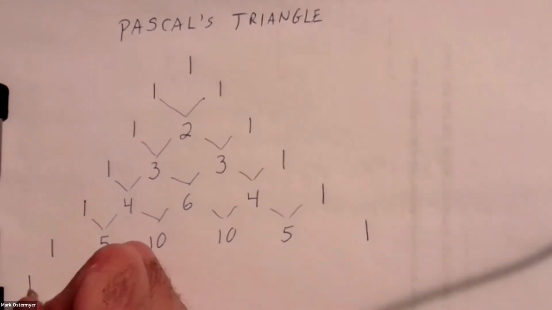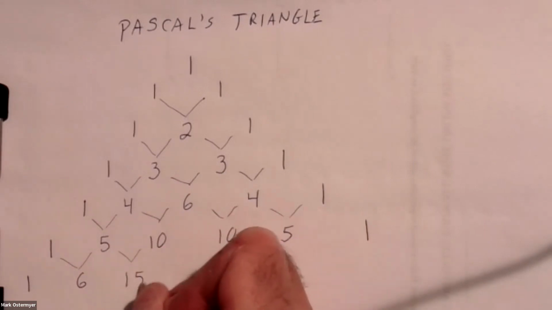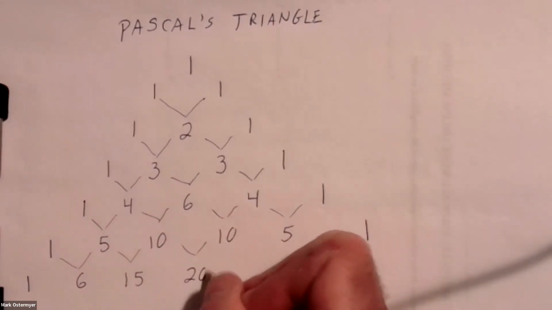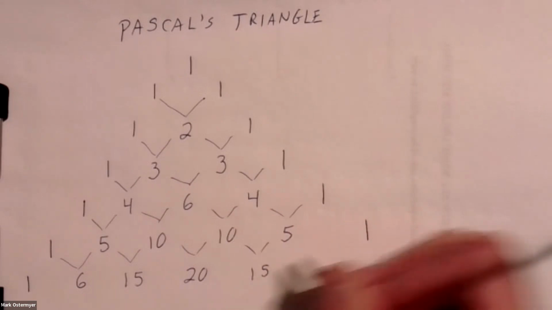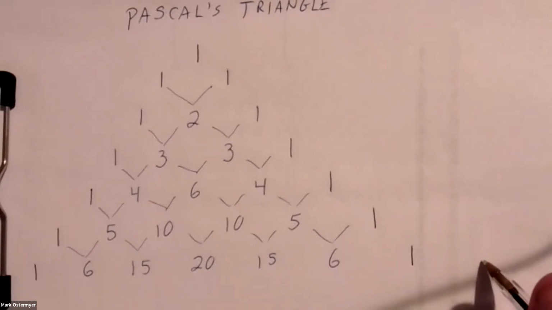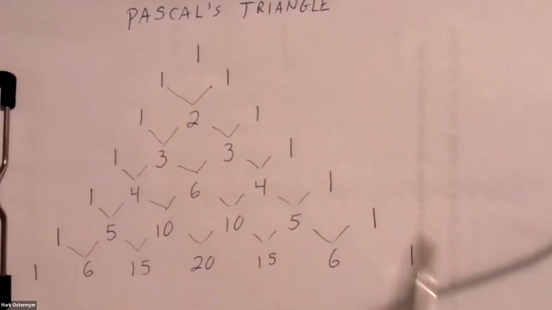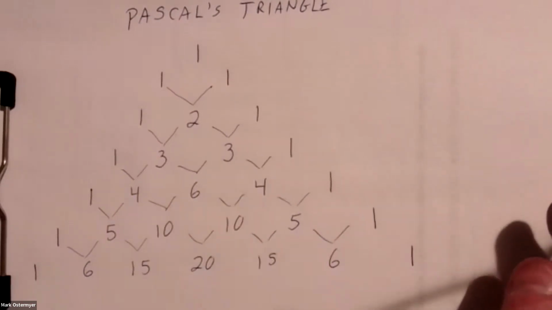Do this another row here. 1 plus 5 is 6, 5 plus 10 is 15, 10 plus 10 is 20, 10 plus 5 is 15, 5 plus 1 is 6, and then 1. Notice that the first entry in any row of Pascal's triangle always starts with a 1 and always ends with a 1. Okay, and so this is called Pascal's triangle.